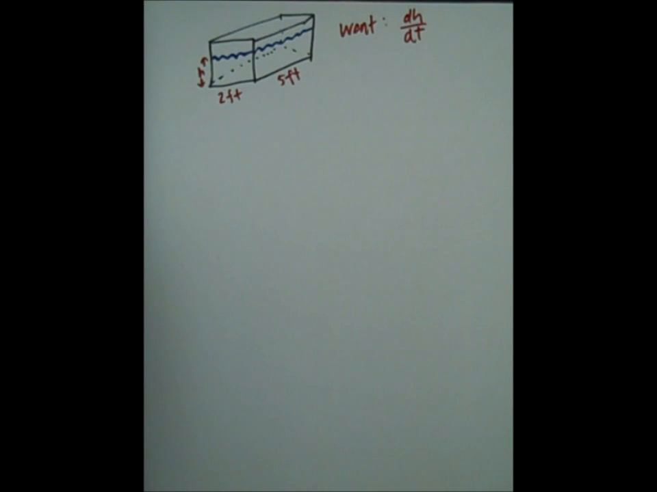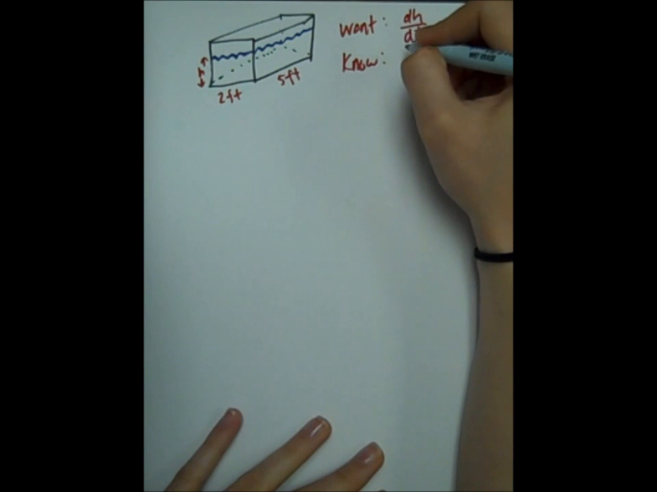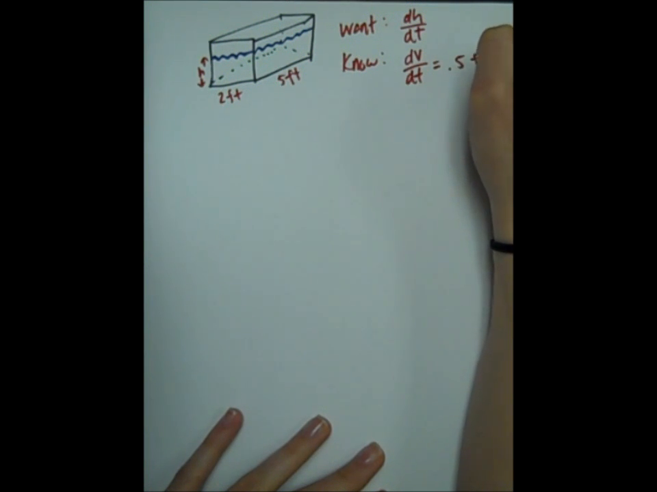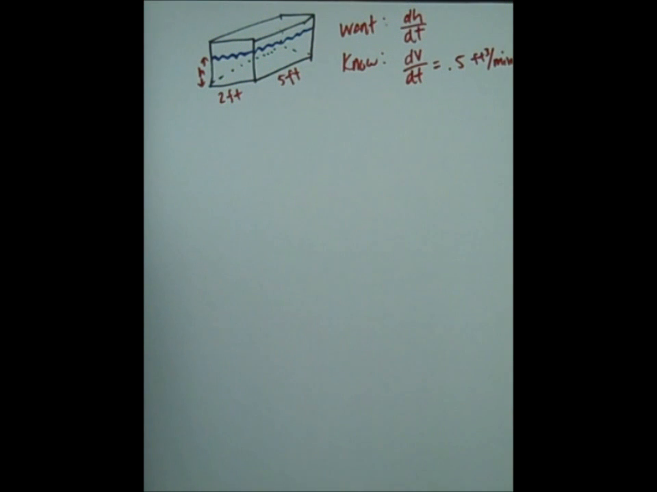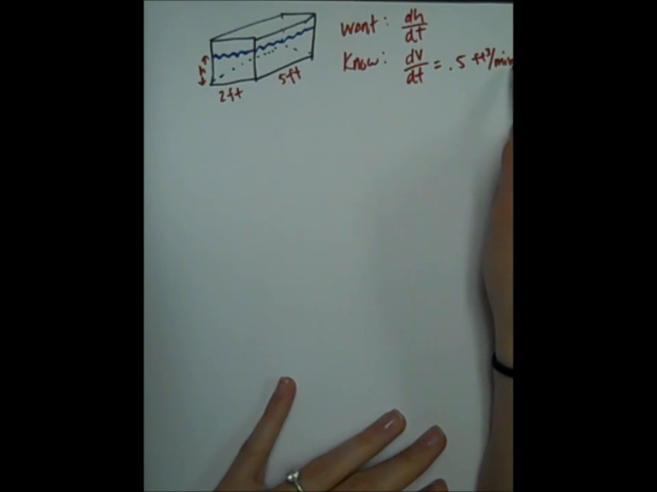What do we know? The only thing the problem tells us is that the water is being pumped in at a rate of 0.5 feet cubed per minute. Well, what is that? Feet cubed per minute, that's talking about the rate of change of the volume. So the rate at which the volume is changing is 0.5 feet cubed per minute. Now, how do I know this is the rate of change of volume? Well, I know that volume is measured in feet cubed, and this is per minute, so it has to be a rate. So it's going to be 0.5 feet cubed per minute.